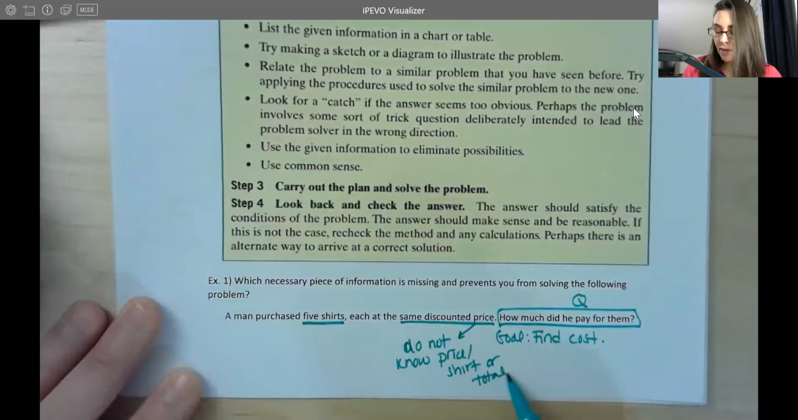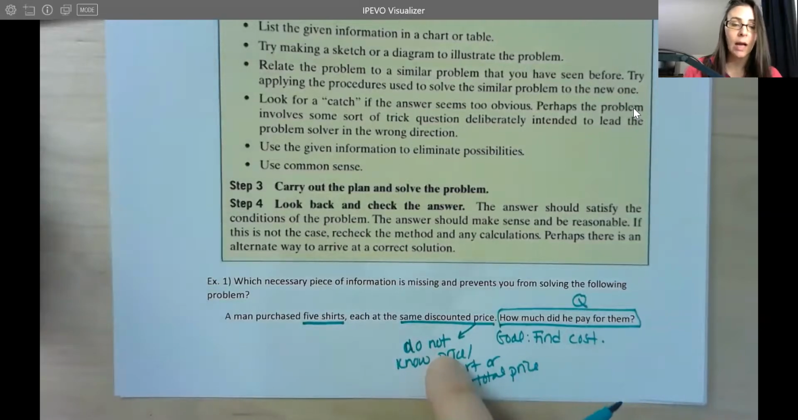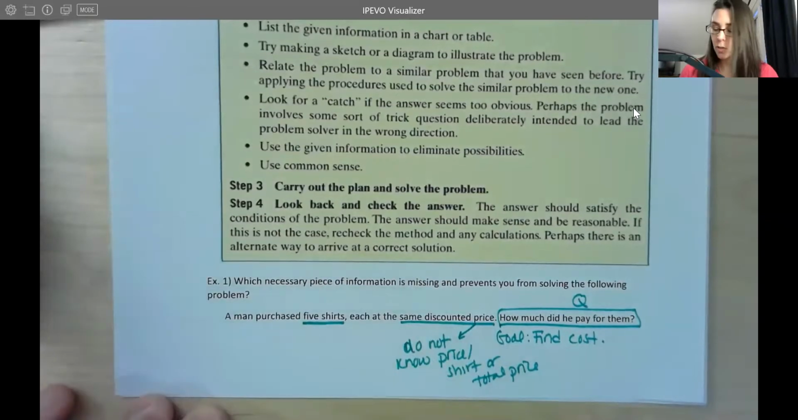Or on the other hand, if I had the total price, I could divide by 5 to get the price per shirt, right? So I need something. I need some sort of price here. I need that price per shirt, ideally, or if I had the total, I could work backwards if I needed to, and then use that total to find the price per shirt. But I have nothing, so I cannot answer this question.